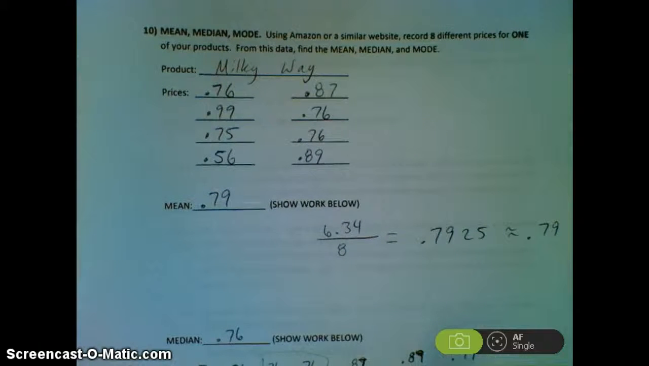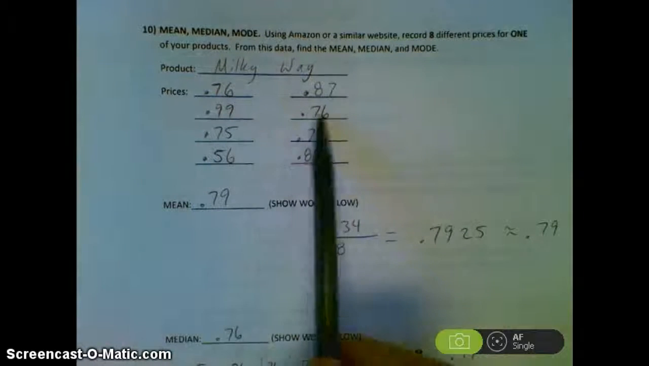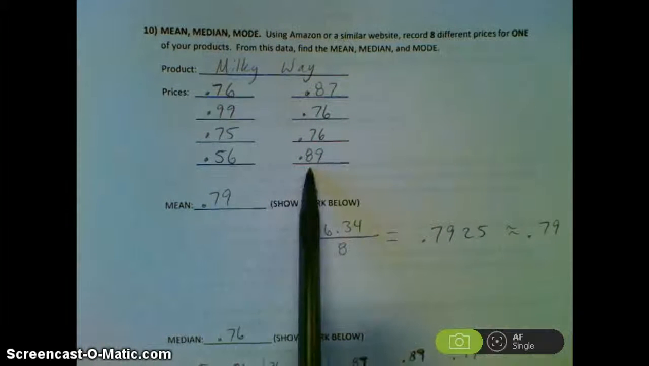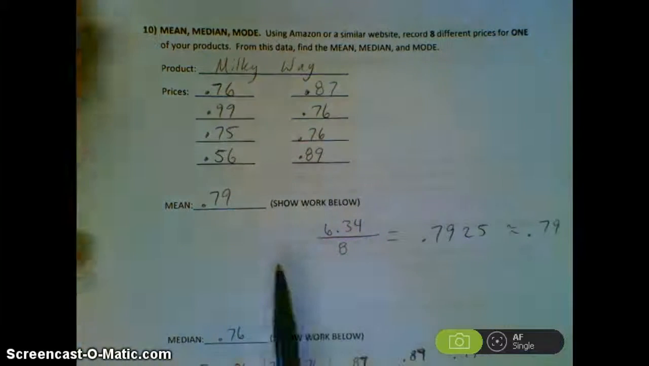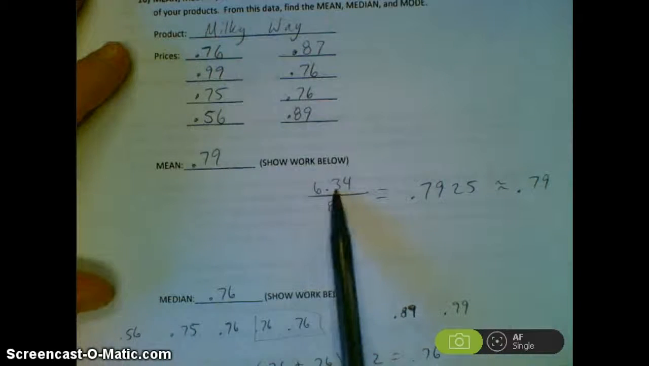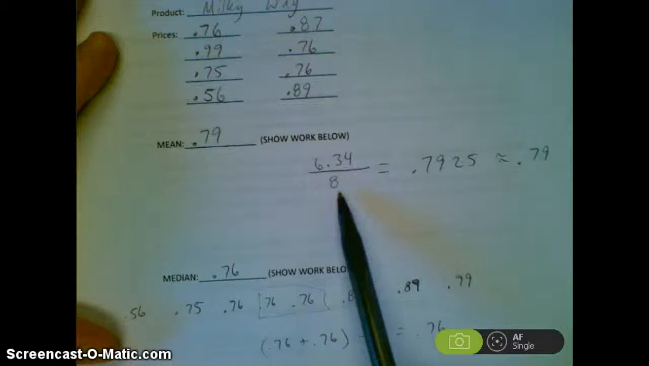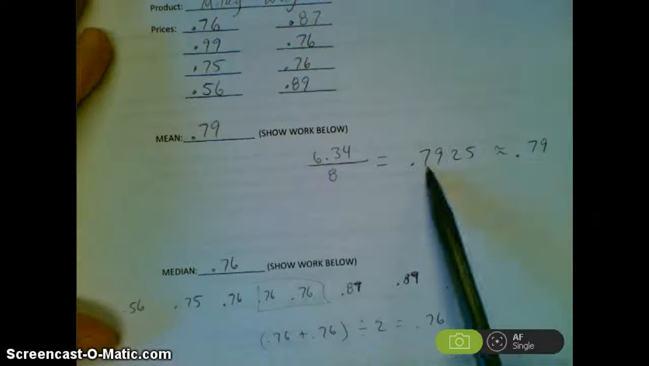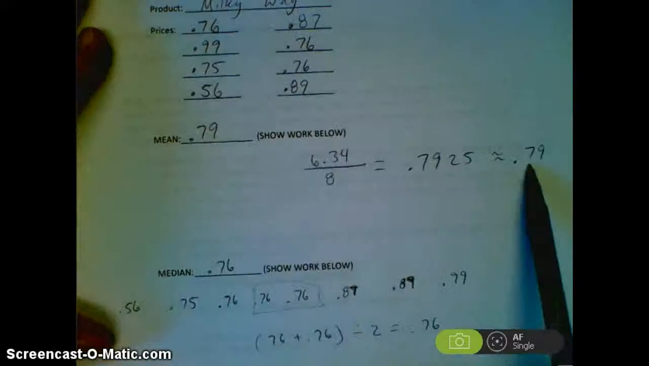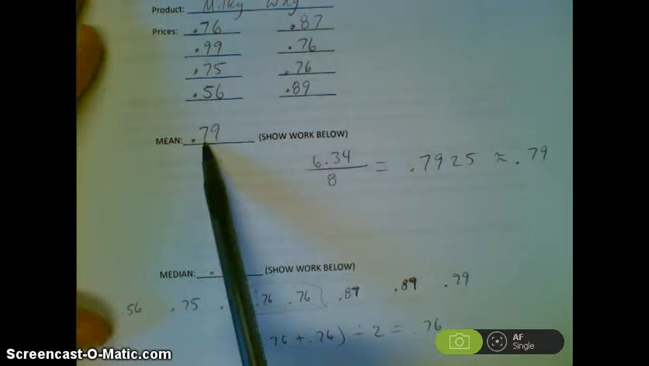Last skill we had was mean, median, and mode. So what I did is I went on Amazon and I found 8 prices for a Milky Way bar. I calculated the mean. I used a calculator, but I showed my work. I added up all of these prices and divided by the number of prices, 8, which was 0.7925. I rounded to 0.79. So that's saying that the mean price of a Milky Way was 79 cents.